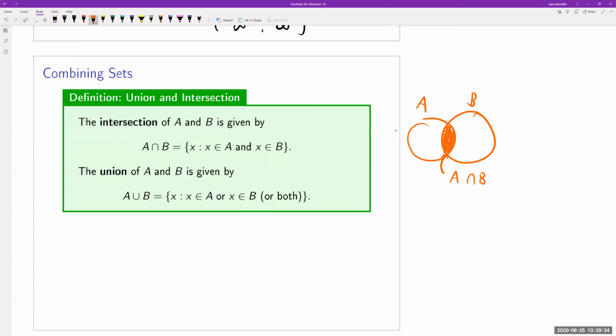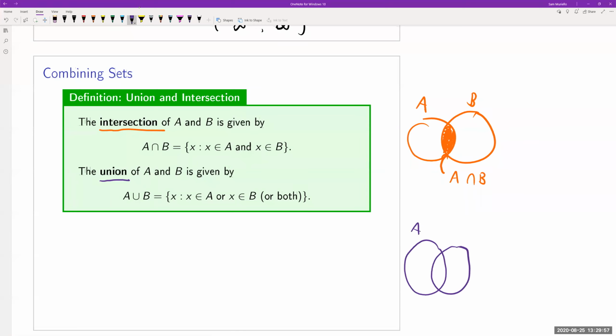Intersect is represented by this upside down cup, or maybe you might call it a cap. And it's all the stuff that's in both the set A and the set B. The union of two sets, and let's put an underline here to color code better. The union of two sets is exactly the opposite.